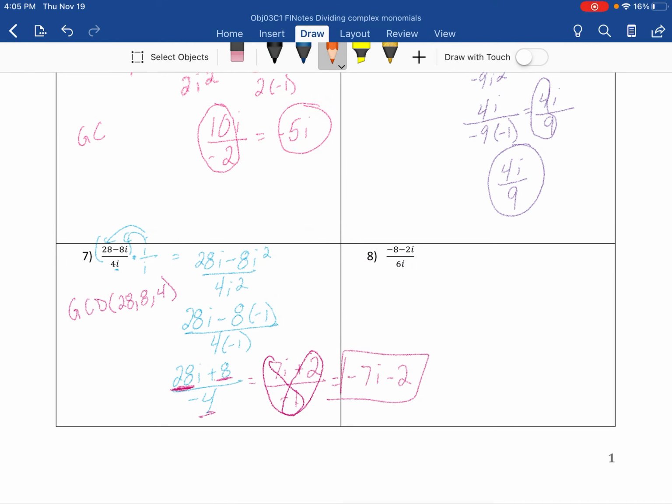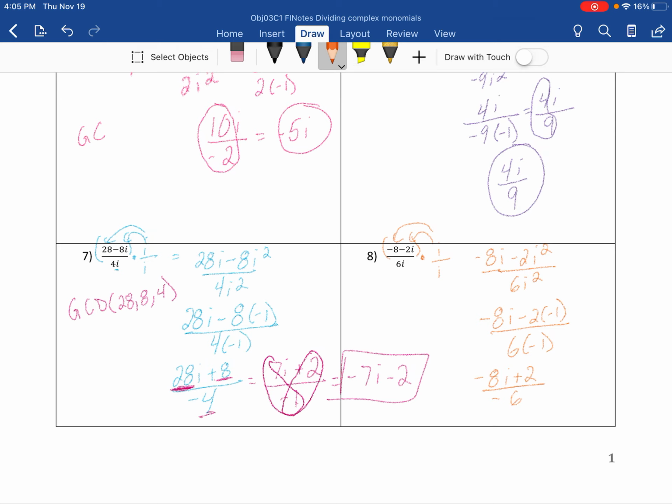All right. So the next one, do the same thing. I multiply by i over i. I make sure I do the distributive property. It's going to be negative 8i minus 2i squared over 6i squared. It's going to be negative 8i minus 2 times negative 1 over 6 times negative 1. Negative 8i plus 2 over negative 6.